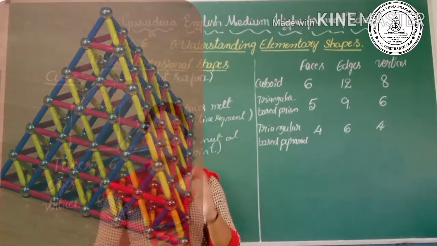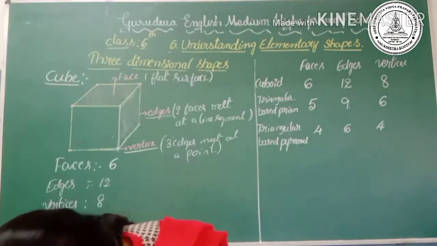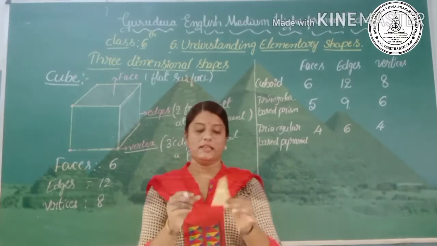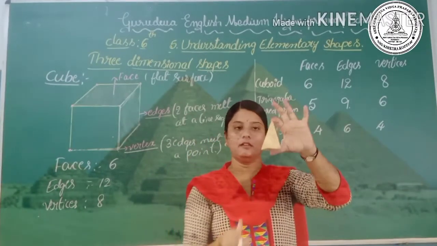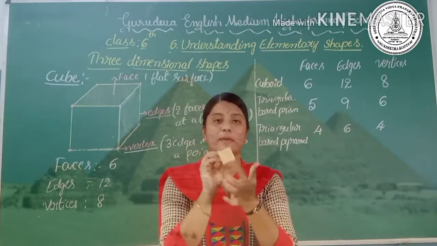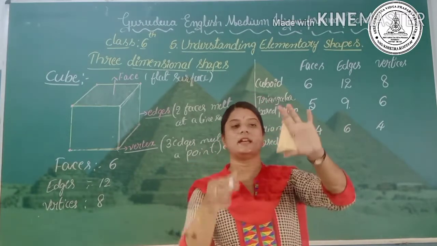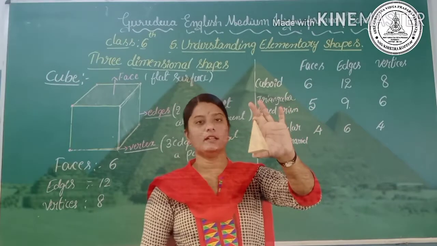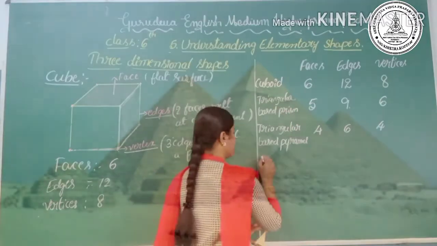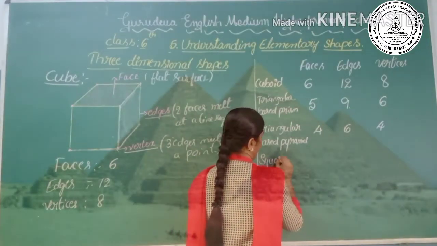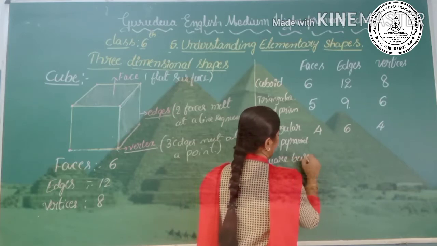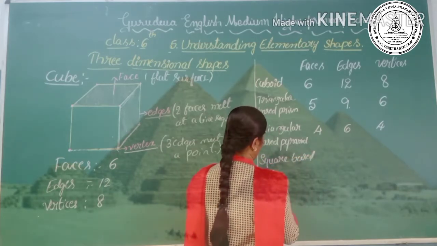Okay, then let's see the other shape. Yes, it is also a pyramid, but the base of the pyramid is in the square shape. So, hence the name is square based pyramid. Okay, square based pyramid.